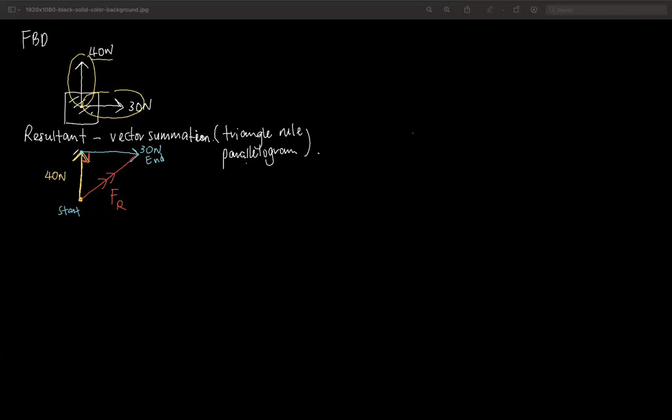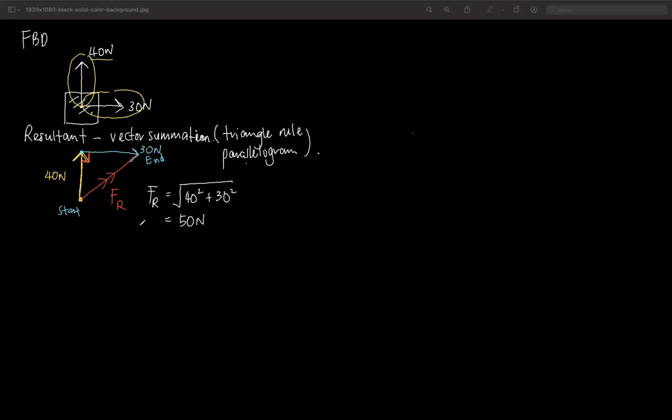So here I have done a vector addition. So I can use this to find the resultant force. How do I find it? This is a right angle triangle, so you can use your Pythagoras. FR equals the square root of 40 squared plus 30 squared. What do you get? 50 Newton. So the magnitude of the resultant force is 50 Newton.